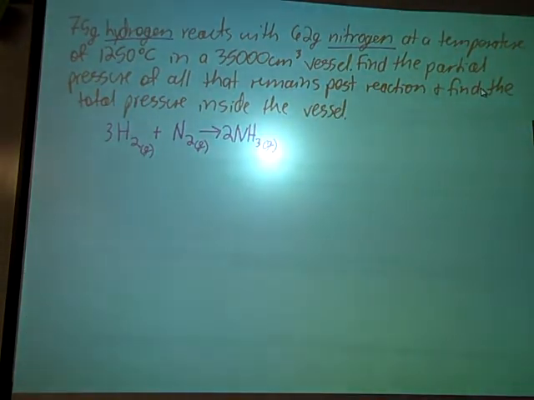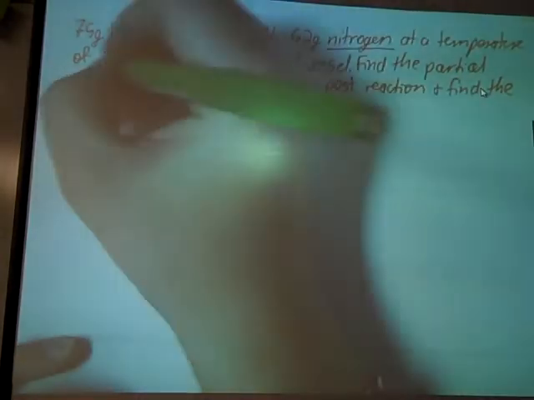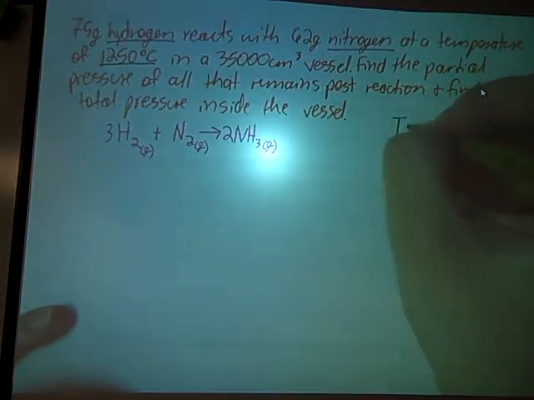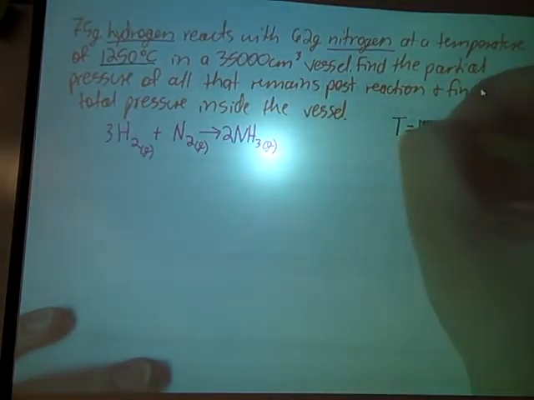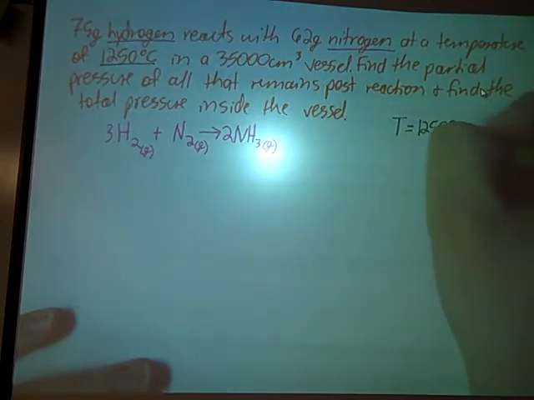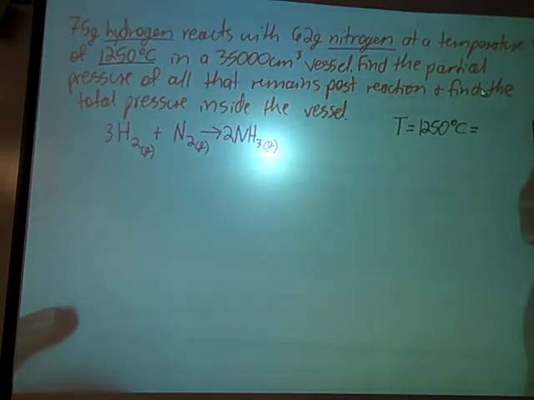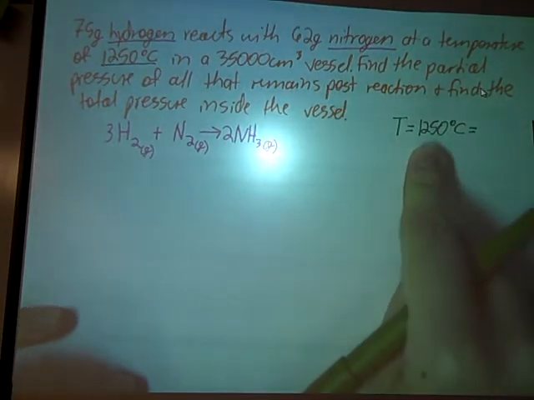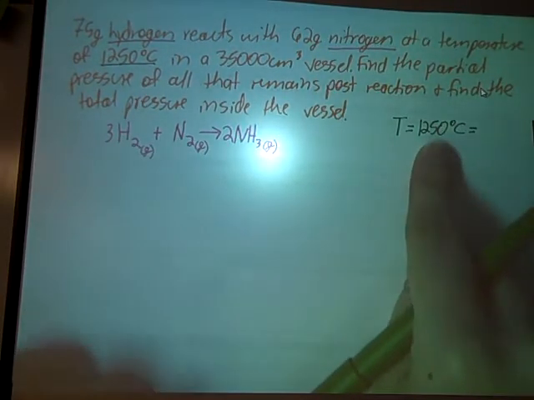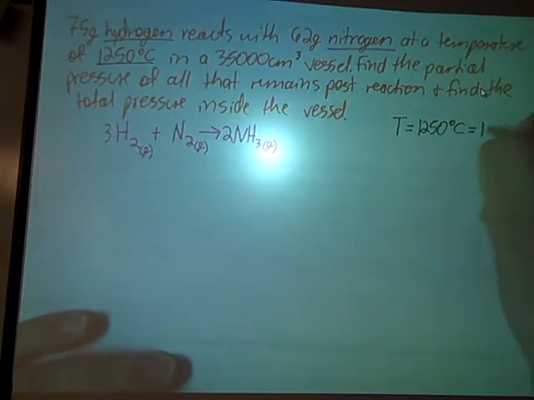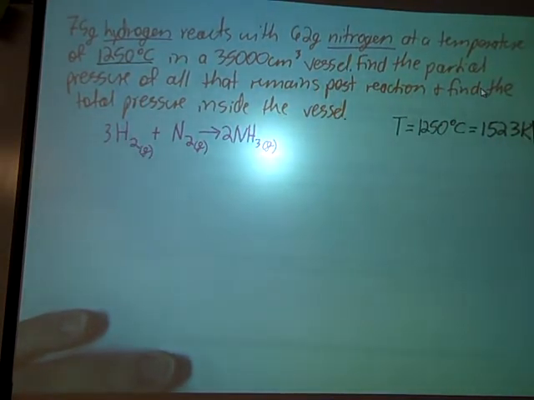So just looking at the rest of the problem real quick, I'll do this in a different color just so you can see it a little better. We have a temperature. I'll write that over here. We'll list our variables. 1250 degrees Celsius. Now remember, Celsius not good enough. I can't use any temperatures in Celsius. Got to go to Kelvin. So if you add 273 to this, we end up with 1523.